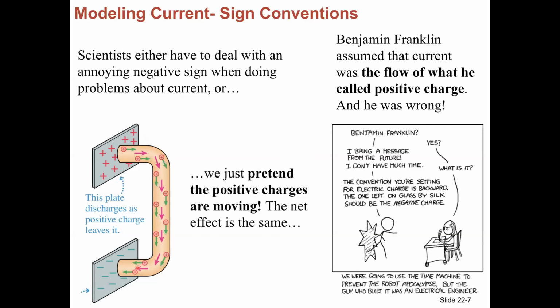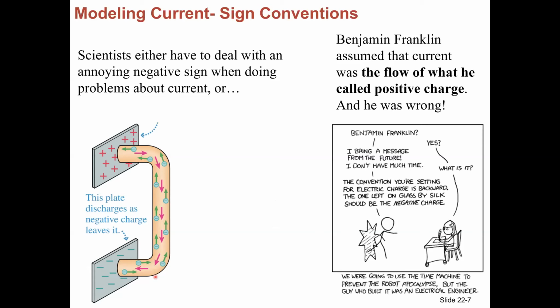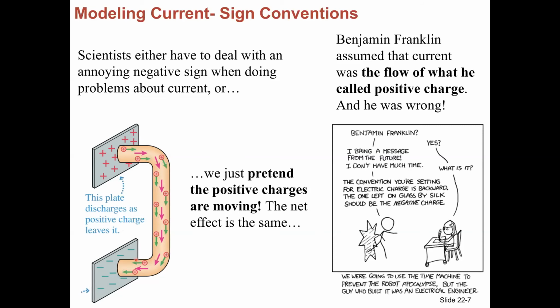So if we just pretend the positive charges are moving, the net motion of total charge is the same, but the math gets a little bit easier. So we have two terms here. The real current in a copper wire where the electrons are moving, we'll call the electron current. When we think about this mathematically and pretend the positive charges are moving, that's what engineers and physicists call conventional current.